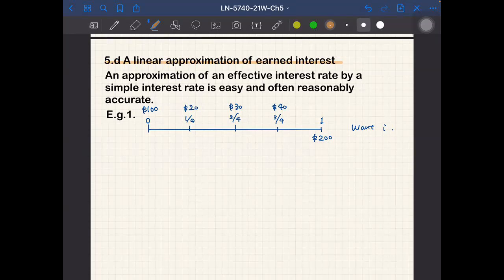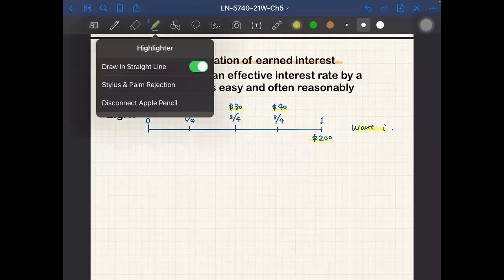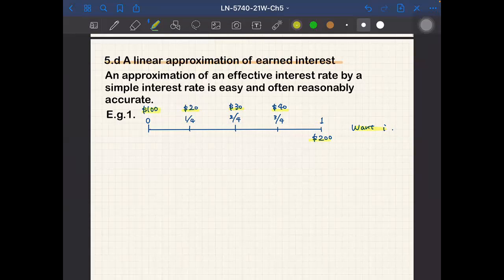Okay, so example 1. We want to get the annual effective interest rate I for this cash flow. So what's the approximate amount? Roughly speaking, we have $100, $20, $30, and $40. We have to pay these amounts, and we will get $200 at time 1. So that means we have to pay in total 190, 100 plus 20 plus 30 plus 40. So the $190 becomes the $200. And everything happens within 1 year.